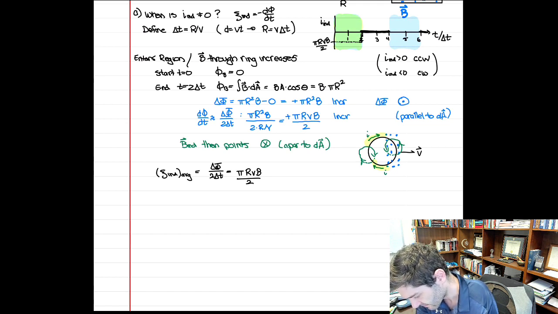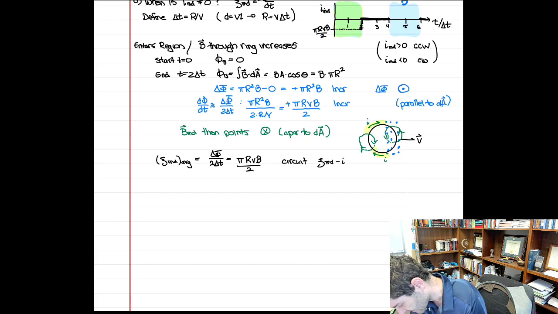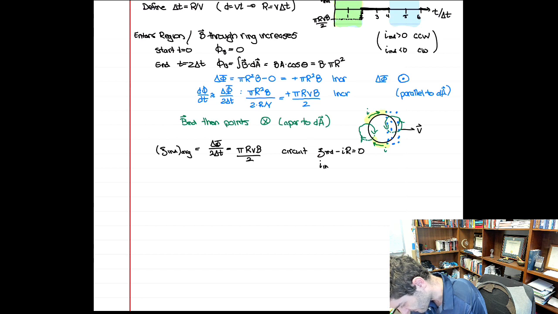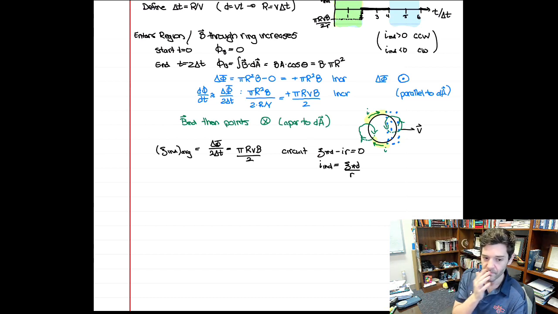But again, the axis is not right. You might say the unit's wrong. Because this is the induced EMF, and then for the circuit, you have the induced EMF minus IR equals 0. So the induced current is the induced EMF divided by the resistance, which we said was a little r, not big R, sorry. So I put a little r here in the bottom. That's the average value of the induced current.